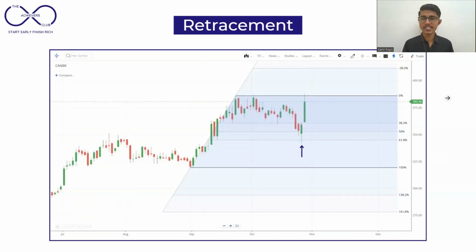And this is the latest example, which I took yesterday itself. At this point, we calculated the Fibonacci from the bottom till the top, and it took proper 61% retracement. Now just listen to this carefully.